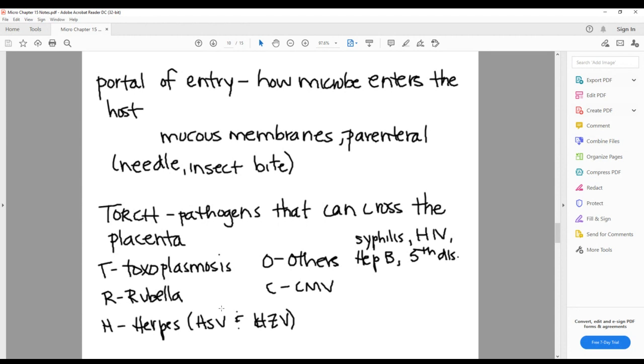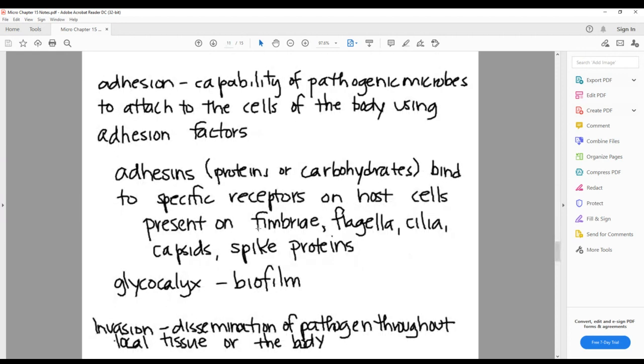Another portal of entry can be the placenta. There are some pathogens that can cross the placenta. We have this acronym called TORCH. And these are the big dogs in terms of crossing the placenta. So we have toxoplasmosis. O stands for others, which includes syphilis, HIV, hepatitis B, fifth disease. R is rubella, C is CMV, cytomegalovirus, and H includes the herpes viruses, which are the herpes simplex virus and the herpes zoster, which is chickenpox and shingles. All of those are able to cross the placenta.